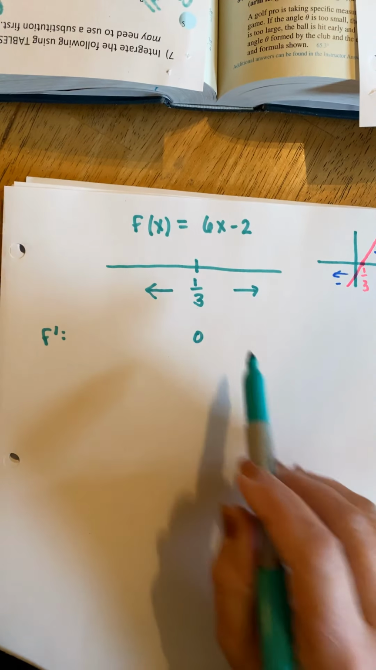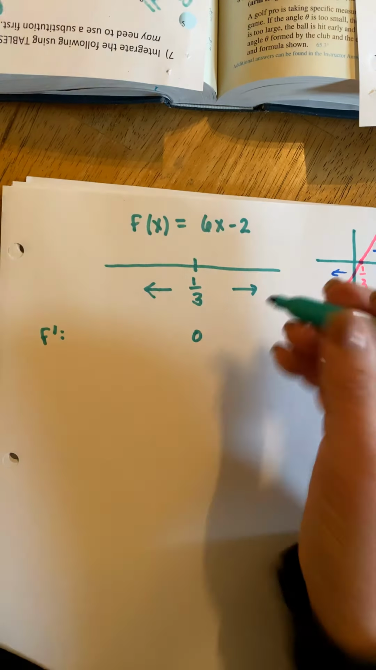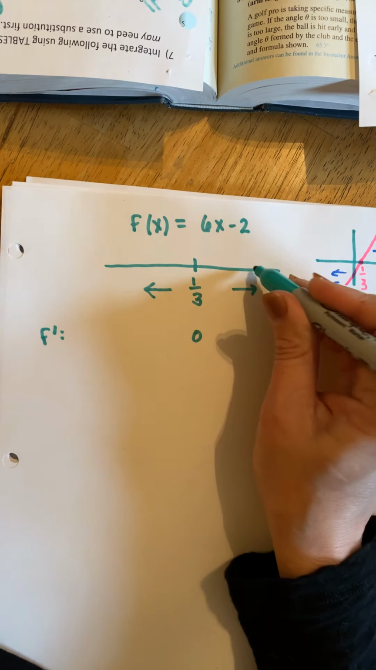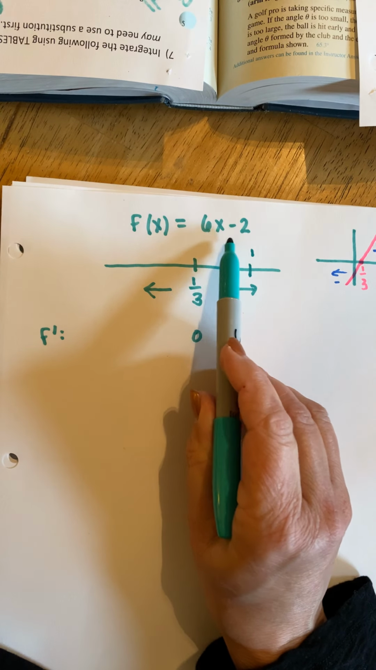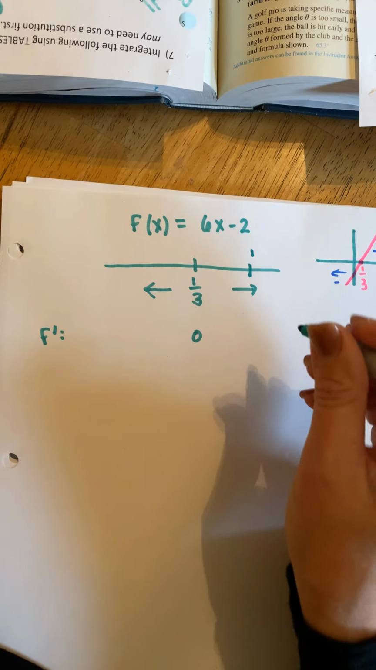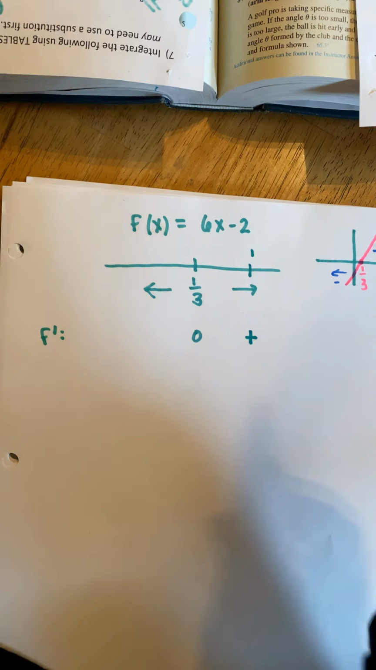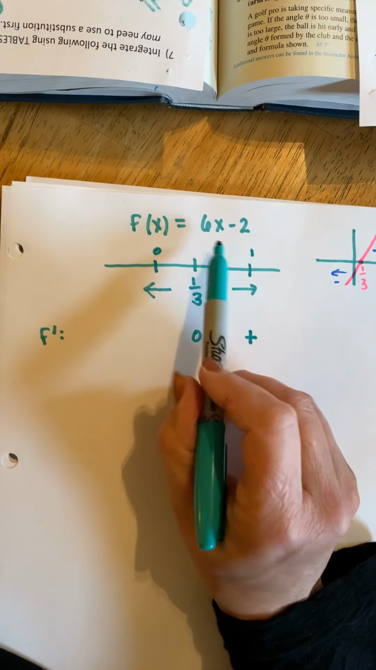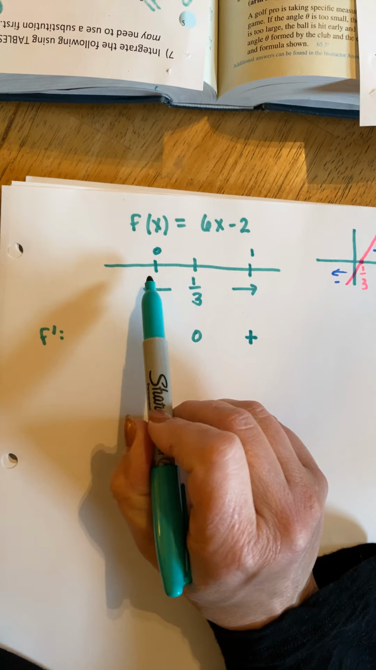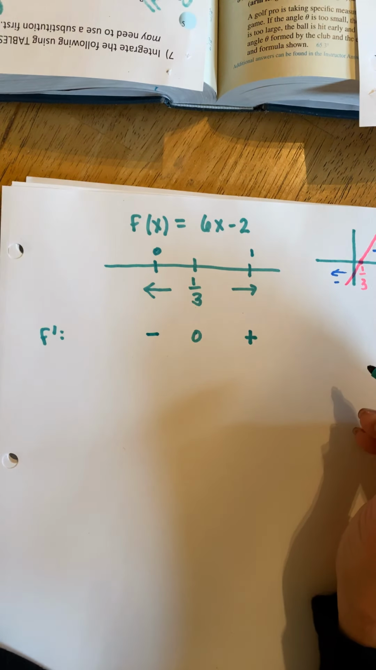Algebraically, we can simply take any point to the right of 1/3, our favorite number to the right of 1/3. So I'm going to pick something simple like 1, and I'm going to stick it into the derivative. When I stick it into the derivative, I get 6 times 1 minus 2. I get 4. The output is 4. All I care about is if the output's positive or negative. Now I'm going to pick my favorite number to the left of 1/3. 0 is the simplest number to plug in. I choose 0. I get 6 times 0 minus 2, which is negative 2. Negative 2, so the output is negative.